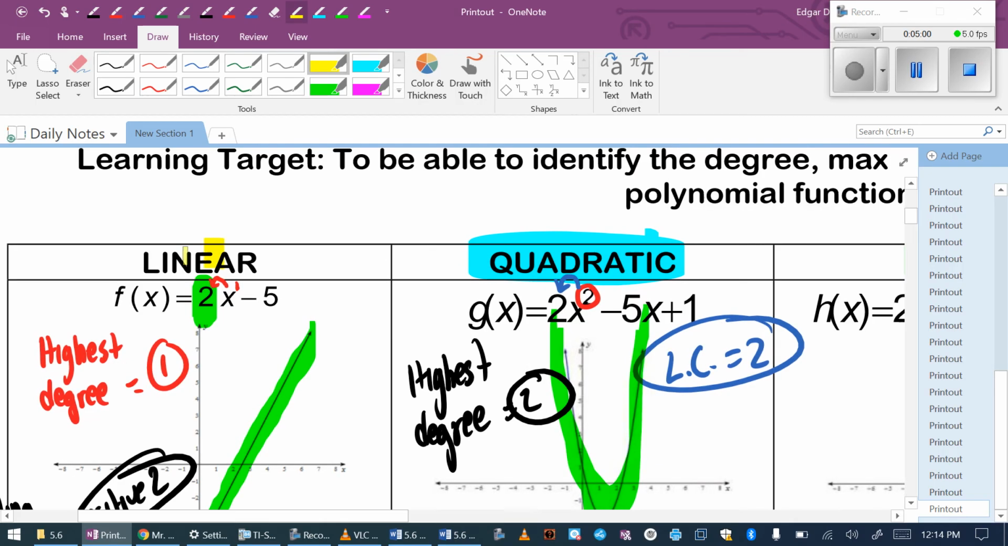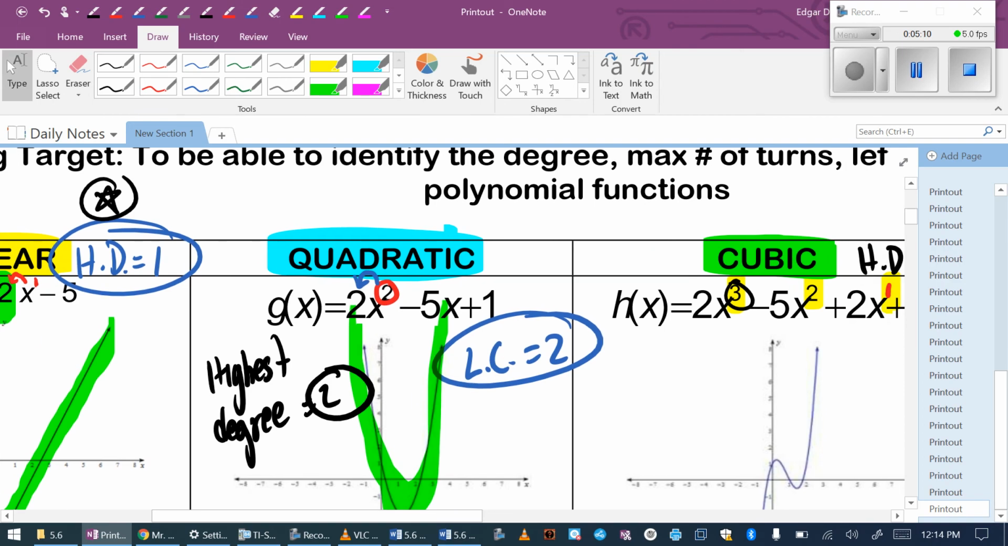The linear, okay? For linear functions, the highest degree is going to be 1. Okay, make note of that. Maybe put a little star by it. Same thing over here. The highest degree for a quadratic is going to be 2. Put a little star by that one.